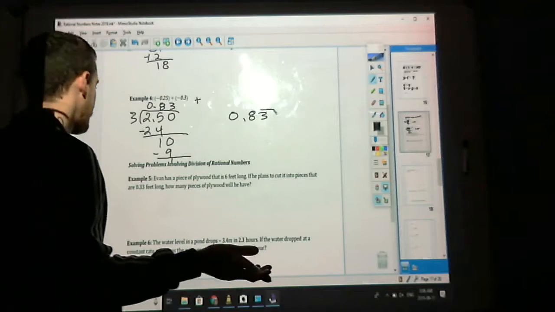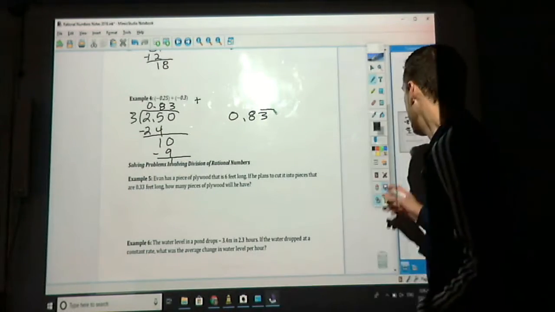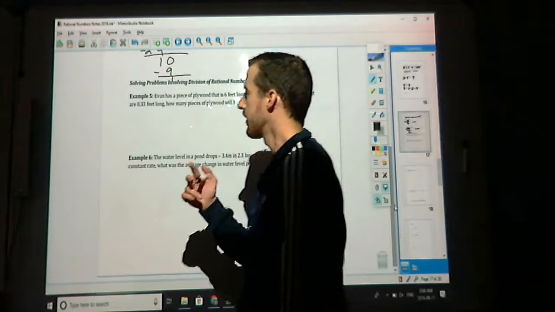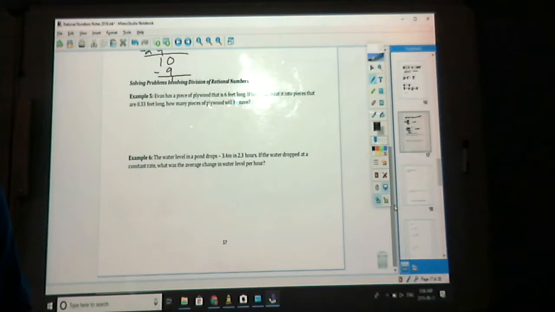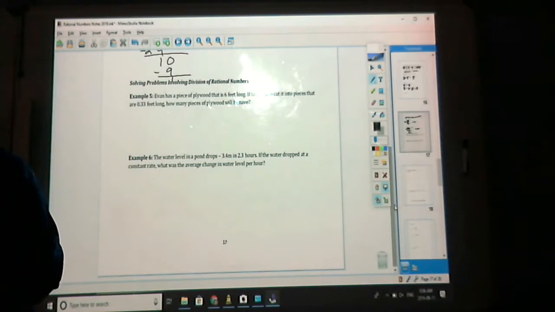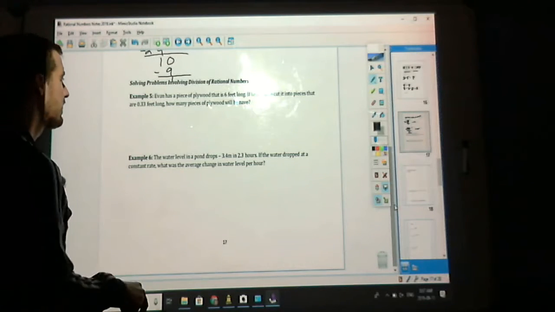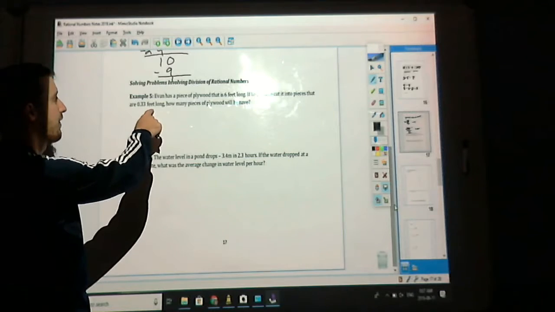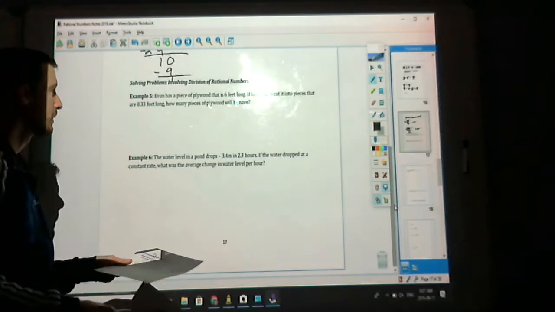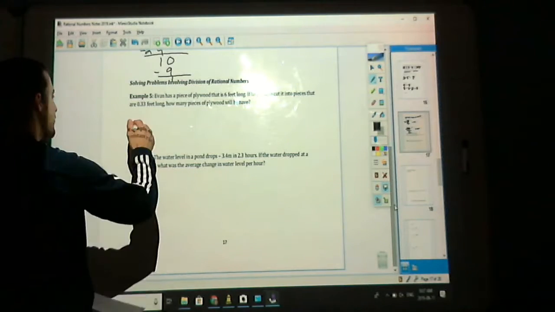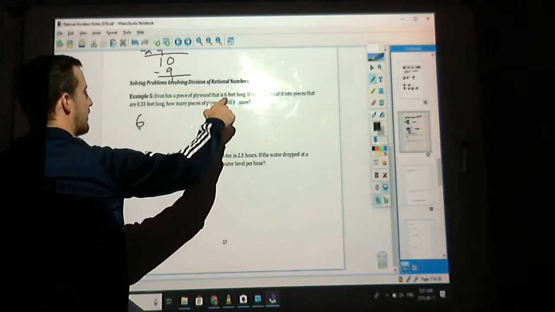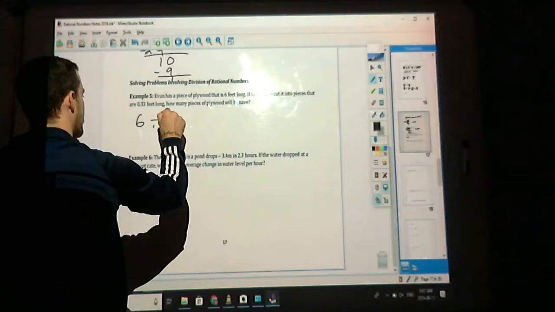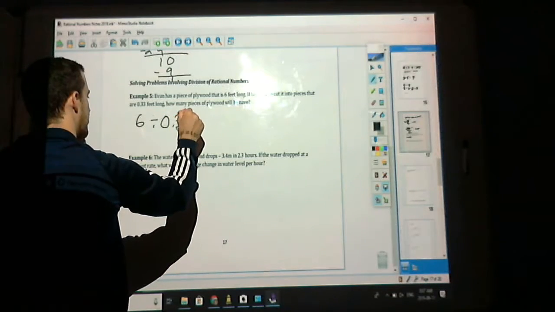Okay, let's look at a couple word problems for this. We're going to wrap it up. This is going to be the end of lesson 5, and then we'll be continuing on to lesson 6 next time. So the last 2 examples we have are, Evan has a piece of plywood that is 6 feet long. If he plans to cut it into pieces that are 1/3 of a foot long, how many pieces of plywood will he have? Okay, so we basically end up with 6 feet, and we're dividing it by 1/3.